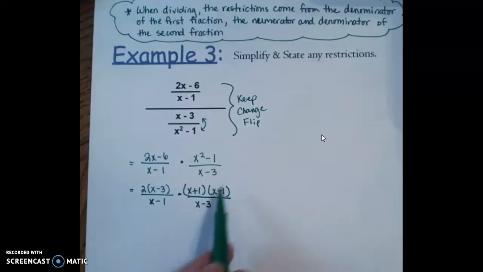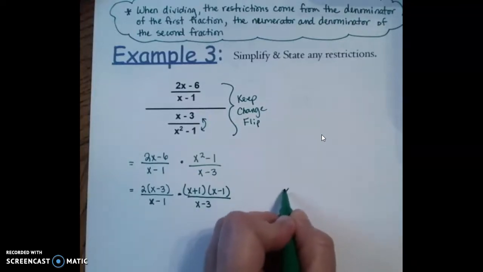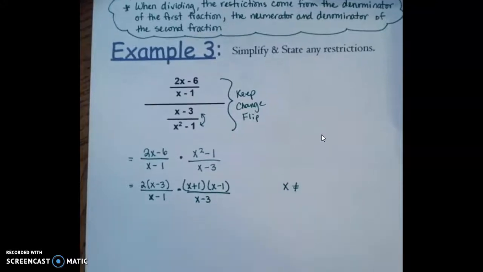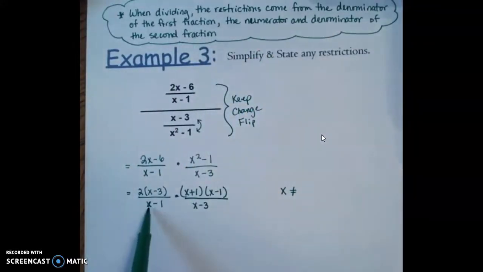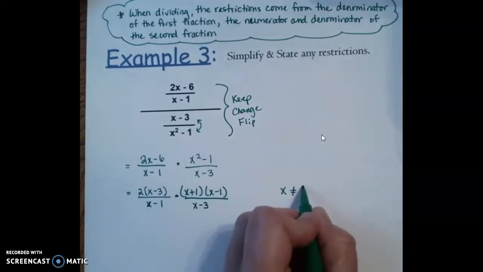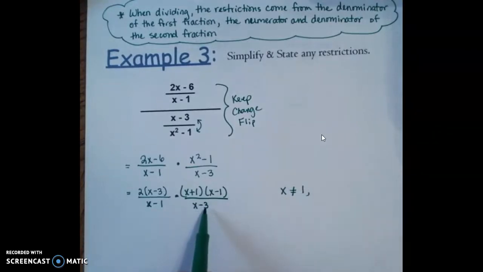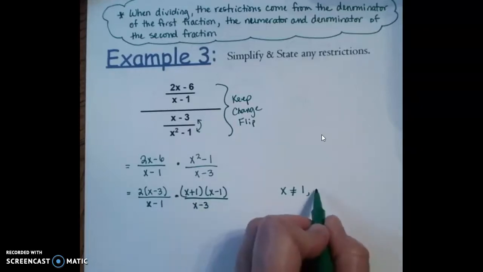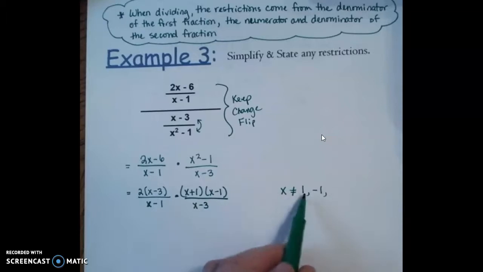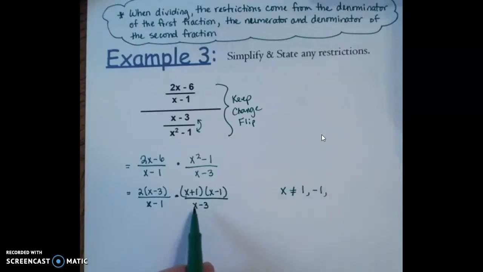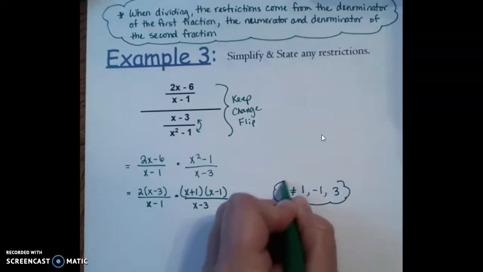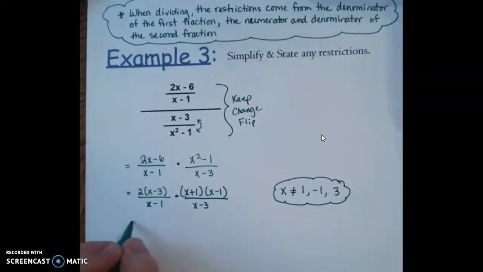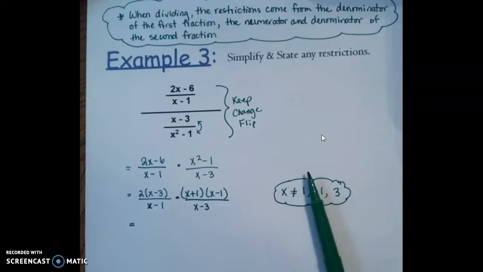So before I simplify, I'm going to go ahead and do my restrictions. So it says the denominator of your first fraction. So here I could not have a 1. And then the numerator and denominator of your second fraction. So we could not have -1 here, 1 again, but we've already got that, and then we could not have 3 here. So 3 restrictions. And then we can cross out and start simplifying.